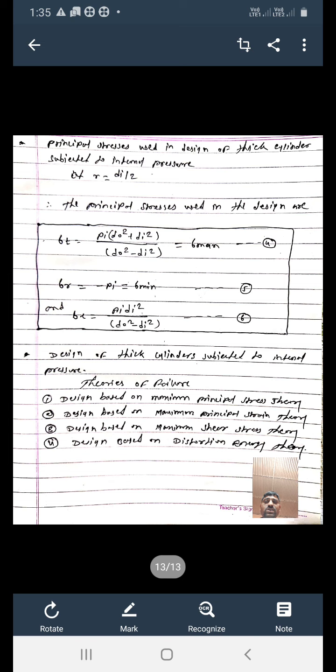There are again two conditions: cylinder with closed end, for which one theory is used, and cylinder with open end, for which another theory is used. And third is design based on the maximum shear stress theory, and then design based on the distortion energy theory. All theories of failure you have already learned in the strength of materials subject, in theories of elastic failure in the last unit. But we'll take them again in the next lecture. Today we'll stop here. Thank you guys.